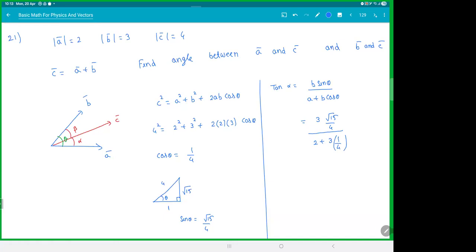How much is this? 4 root 8, 11. That would be 3 root 15 by 11. This is not a good answer. 4 root 8 plus 3, 11. Yeah, perfect. You can leave it like that. No need to simplify it further.